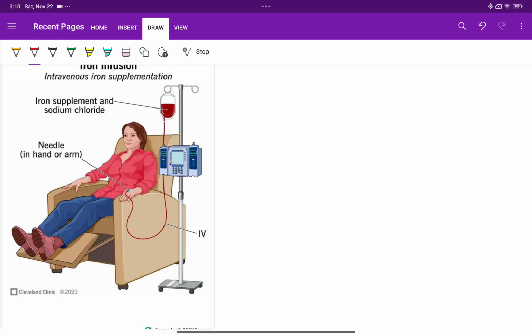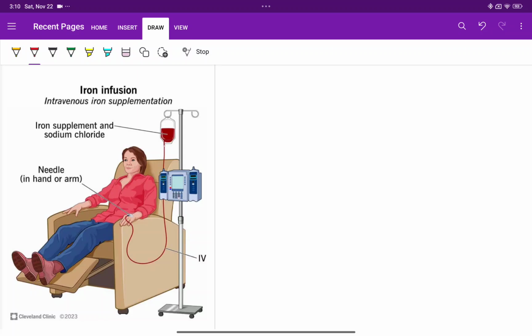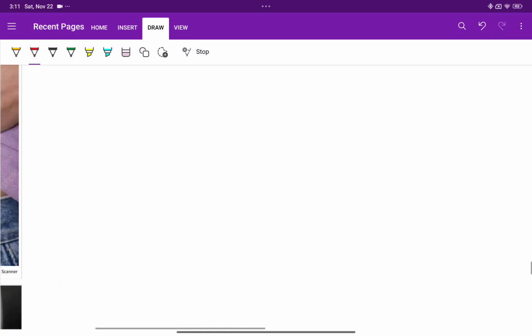Okay, then the injectable drug is given through the IV line. This is an example of iron infusion, iron supplementation for the treatment of anemia. Okay, this is the medicinal bag containing the medicine like iron supplement. Then through the IV line the drug is injected and the rate of flow is controlled by the device.